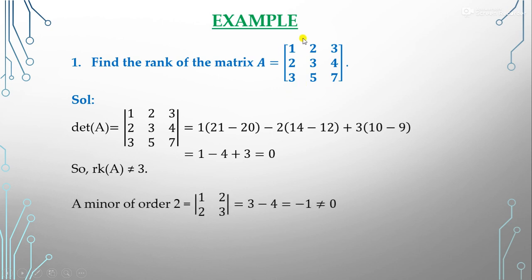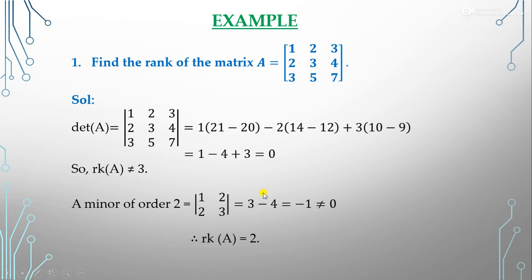So we take any minor, meaning you have to check every minor. How many minors does this matrix have? This matrix has 9 elements, so it means you have 9 minors. You check one by one. Suppose we take this minor 1 2 2 3, and we check that this minor is not equal to 0. If you get any minor not equal to 0, it means that the rank of this matrix is 2.